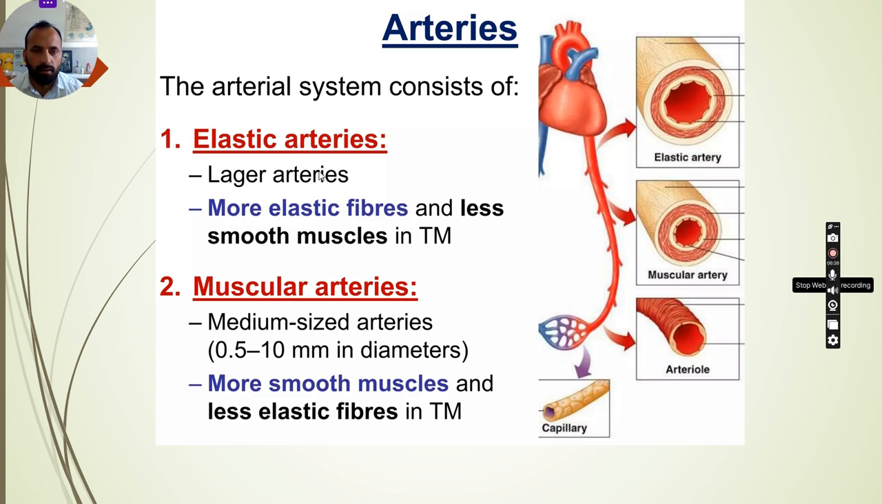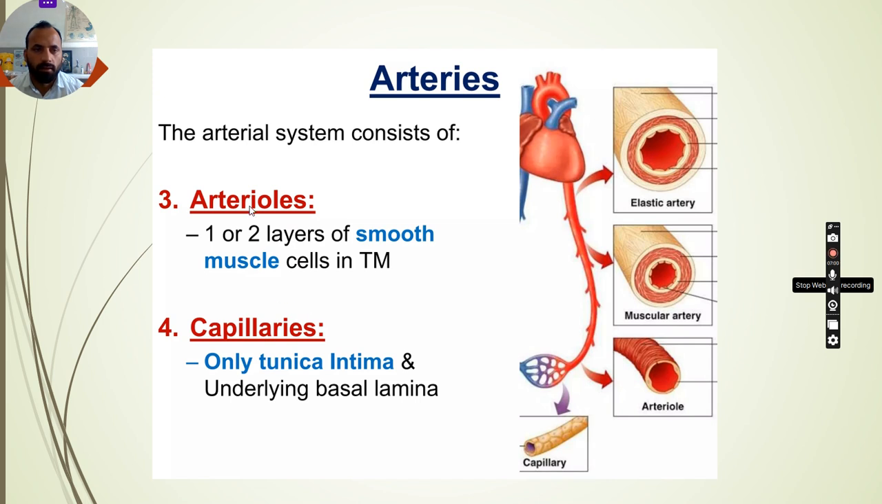The first is elastic arteries; they are the large arteries, and in this type of artery, you have more elastic fiber in the tunica media. So this is one of the differences in the arteries. In elastic arteries, you have more elastic fiber in the tunica media and less smooth muscle. Then muscular arteries, you have more smooth muscle in the tunica media and less elastic fibers.